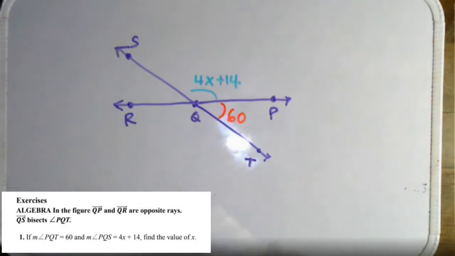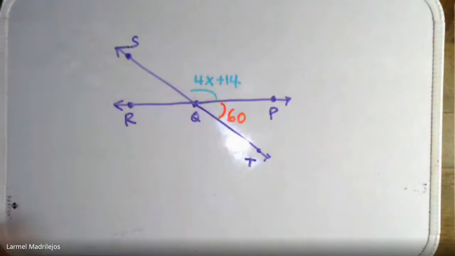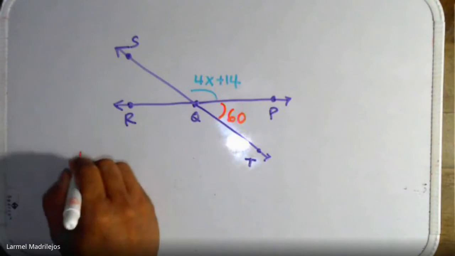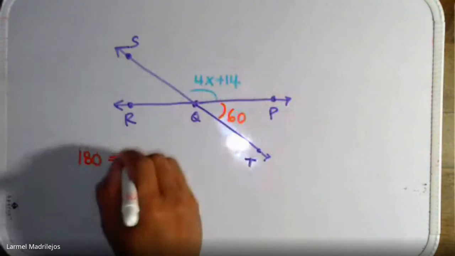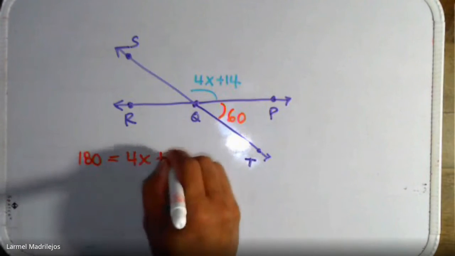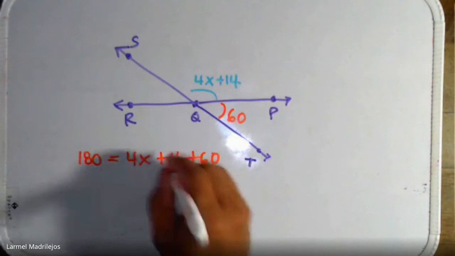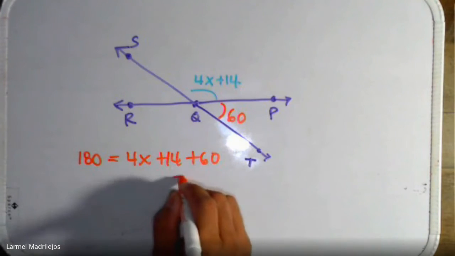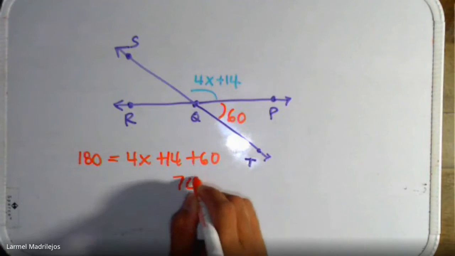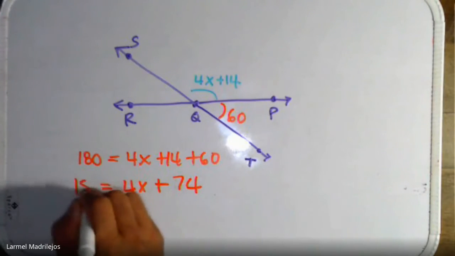So these two angles here form a straight line, and a straight line is 180 degrees. So we're going to set the equation equal to 180 degrees. We add these two angles, 4x plus 14 plus 60. I'm going to add these two, which gives me 74 plus 4x equals 180.